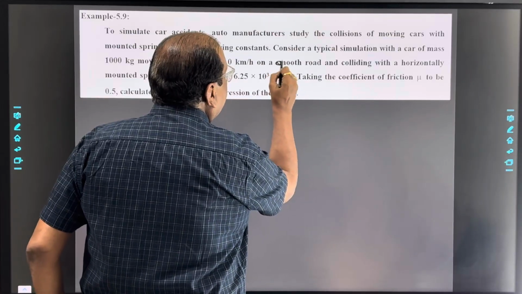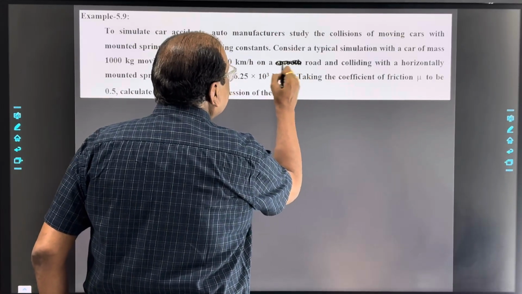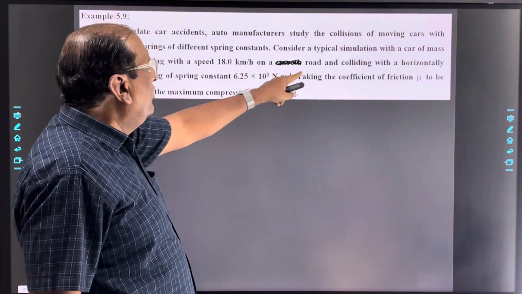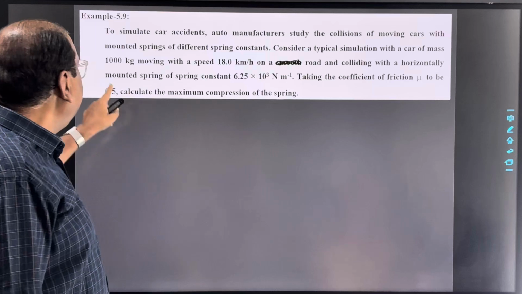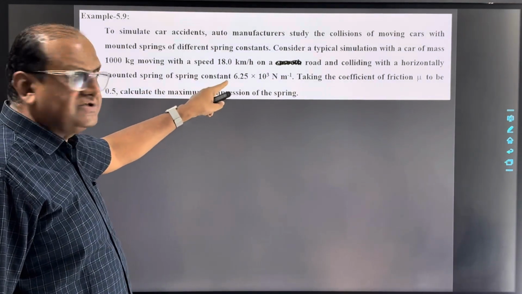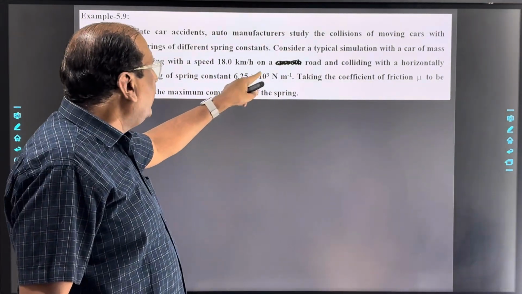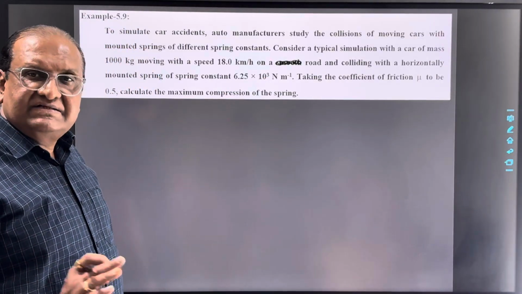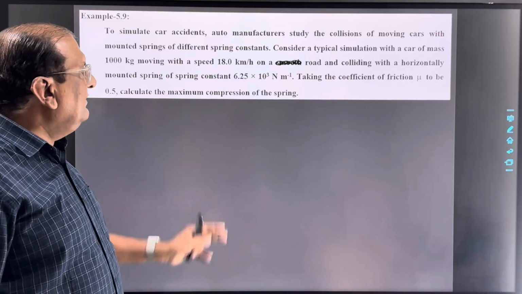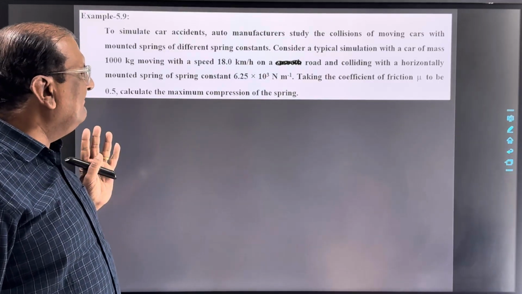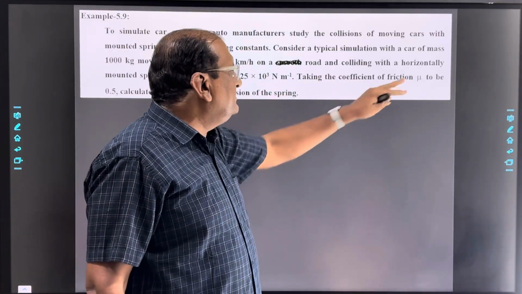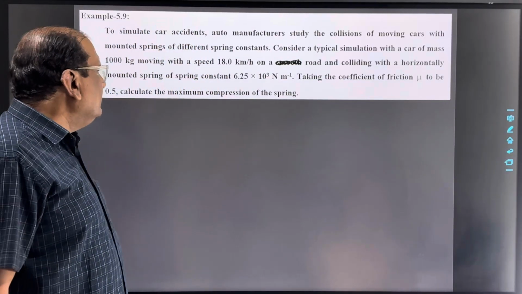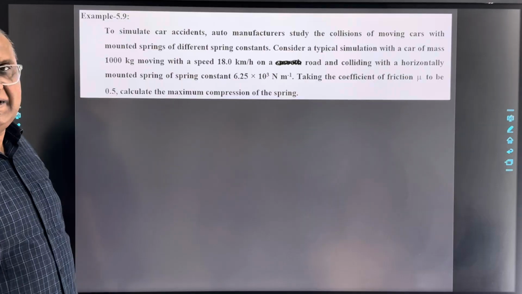Now we will not consider the road to be a smooth one. Simply we will consider it is moving on a road and colliding with a horizontally mounted spring of spring constant 6.25 into 10 raised to 3 Newton per meter. Now when we consider the road is not smooth, the coefficient of friction is given to you. So taking the coefficient of friction mu to be 0.5, calculate the maximum compression of the spring.